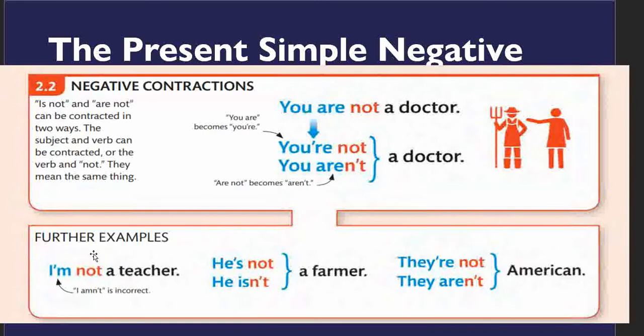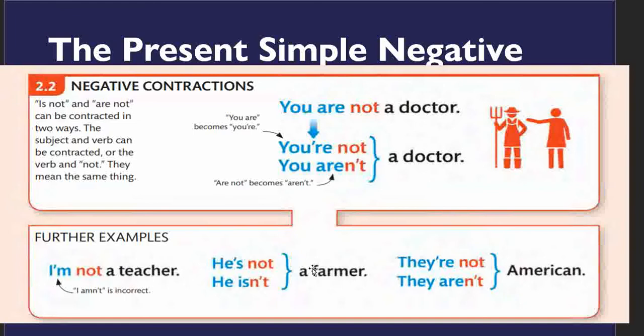Let us look at further examples. I am not a teacher. "I'm not" is correct, but "I amn't" is incorrect. You cannot contract "am not" together. "I am" is all right, and "I am not" is all right, but these three together as a contraction is incorrect.